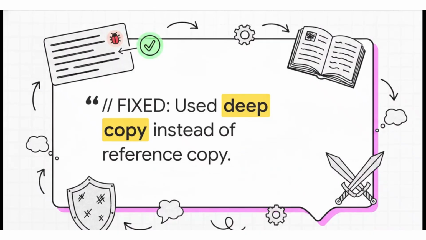And when you finally crack the bug, you do this. You write a one-line comment directly in your code. Something like, fixed, use deep copy instead of reference copy. By dropping a note like this after every major bug, you are essentially building a highly personalized debugging encyclopedia for your future self. When it's time to prep for technical interviews down the road, you won't be skimming through some generic textbook, you'll be reviewing your very own battle scars.